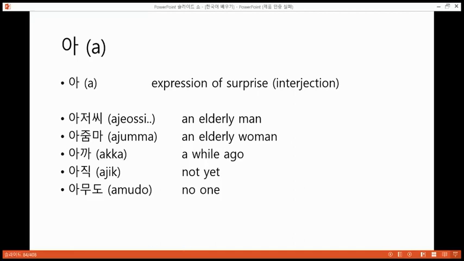아직 is not yet. 왔어요? Came. Can you say 안 왔어요? If you put the word 안 before the verb, that means negative. Did not come. 안 왔어요. 언제 왔어요? 아까 왔어요. I came a while ago.